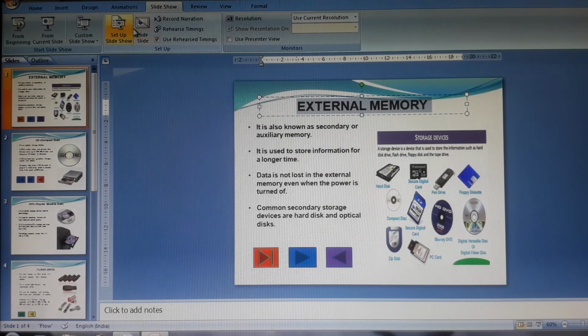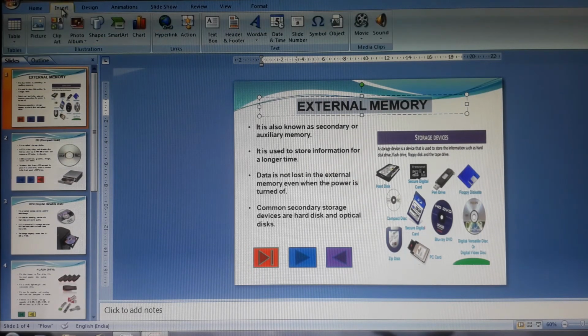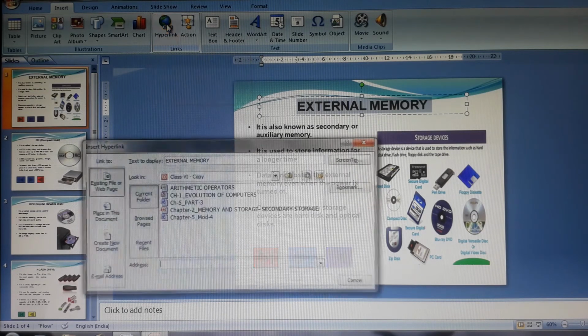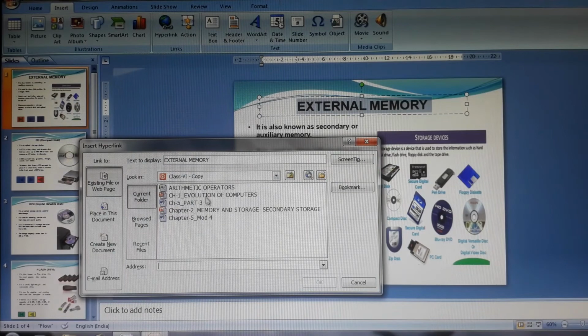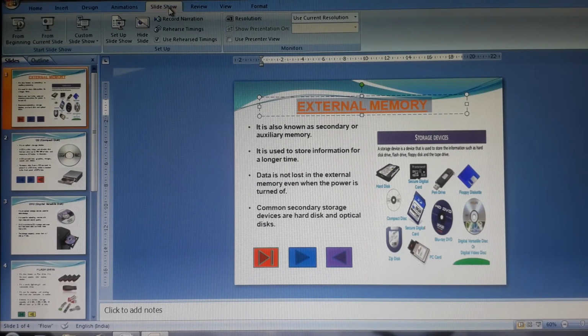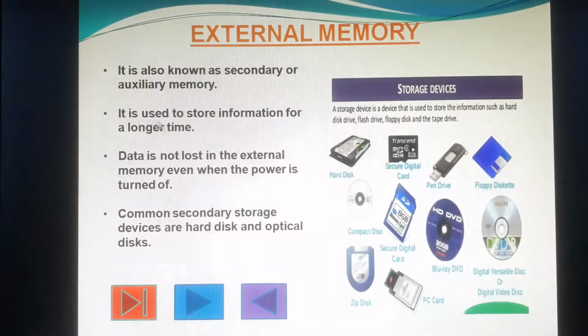After selecting, you have to go to the Insert tab. Now you will go to the Hyperlink button here in the Links group. Just click on the Hyperlink button. Where you want to move, suppose I want to move to this file, that is the Excel file. Click on OK. Now let me run the slideshow from the beginning.